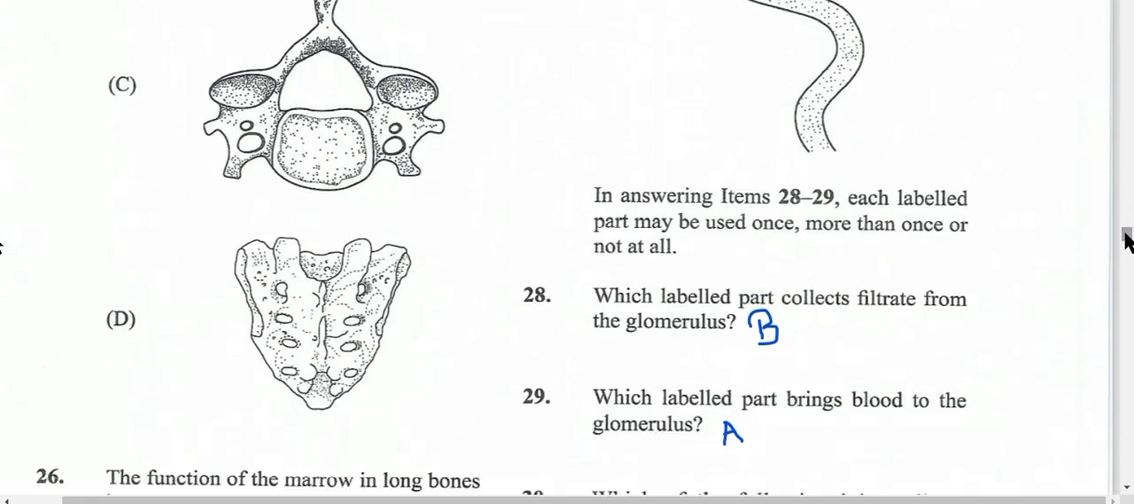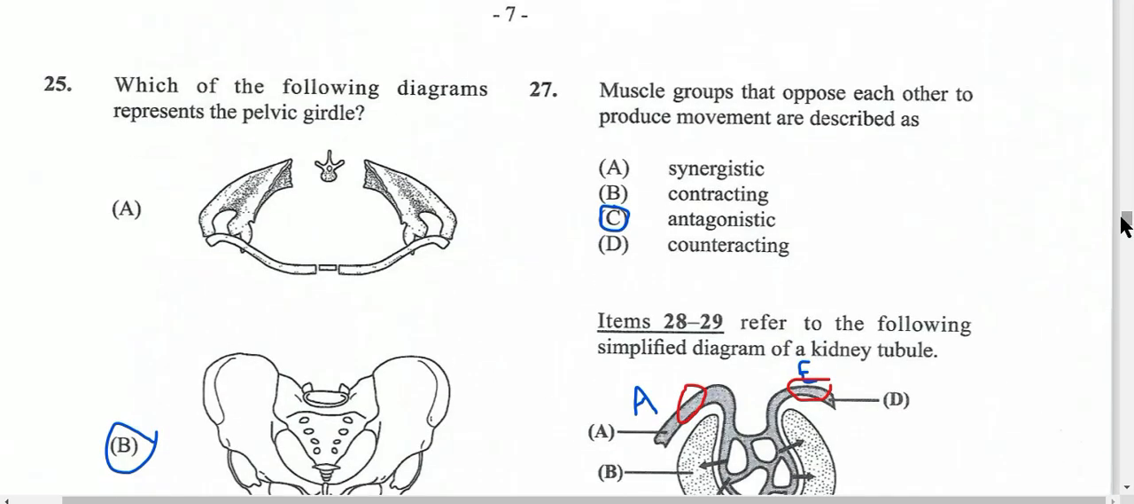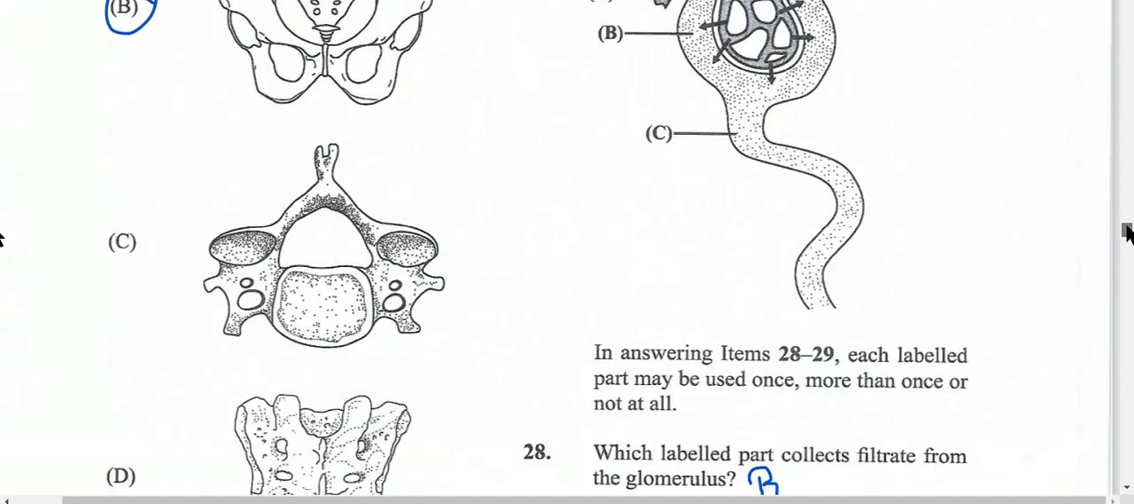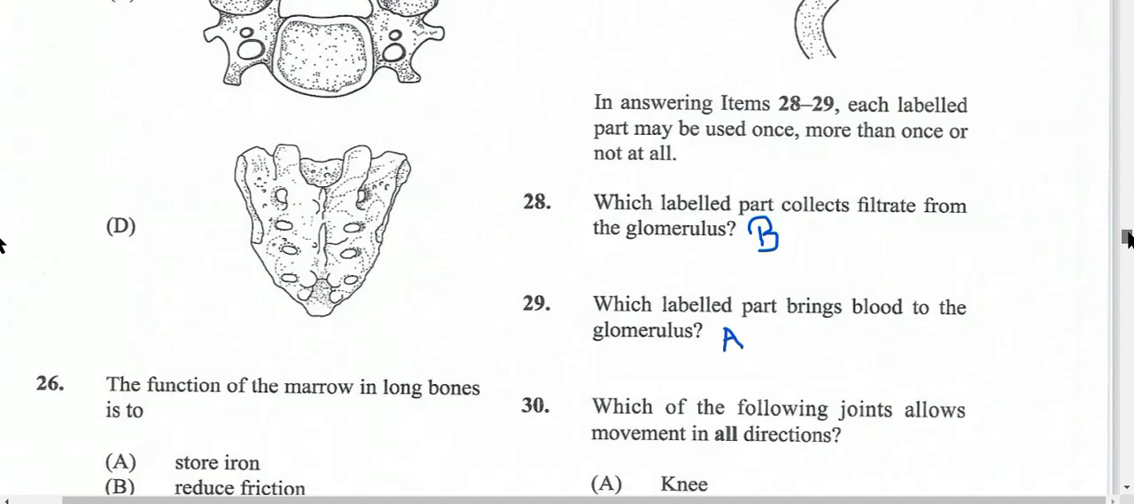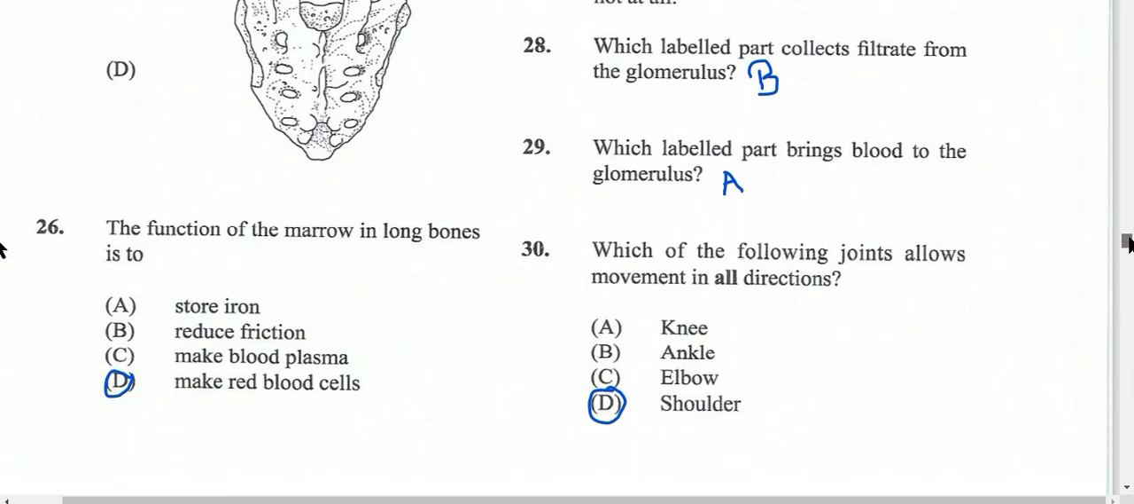For 29, which labeled part brings blood to the glomerulus? This is very important. In some cases you would have seen an arrow, but based on the size of the blood vessel, we're able to say which blood vessel is responsible for taking blood to the glomerulus, and this is going to be the afferent. So for 29 your answer is going to be A. All right, I did label A for afferent and E for efferent.